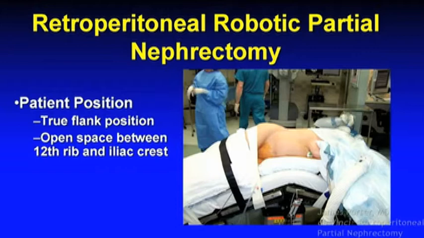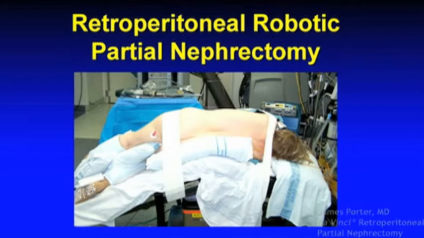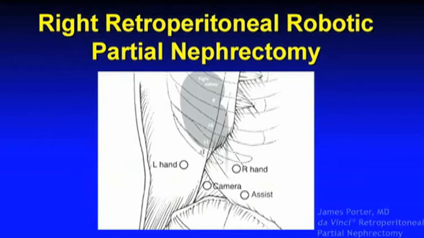And this is a view from the back. We use soft positioning, just blankets and pillows. We don't use any beanbag or anything hard, and this holds them in great position. Next slide. We're going to use a four trocar configuration. That's what we have currently in place.